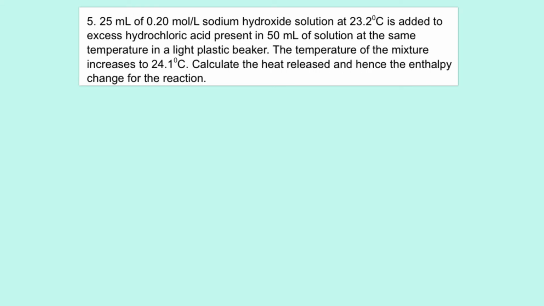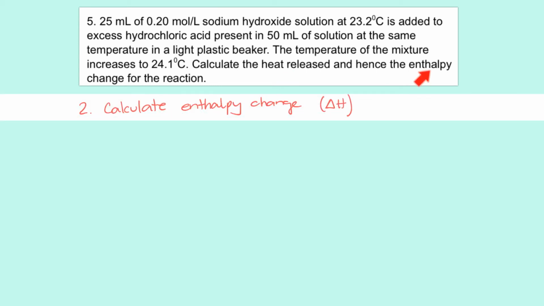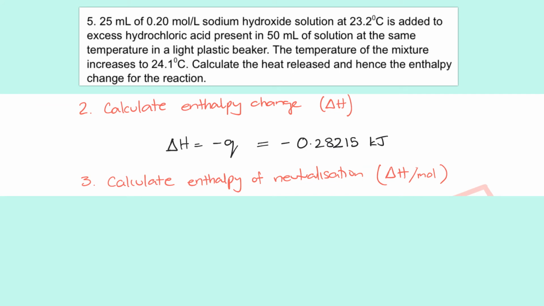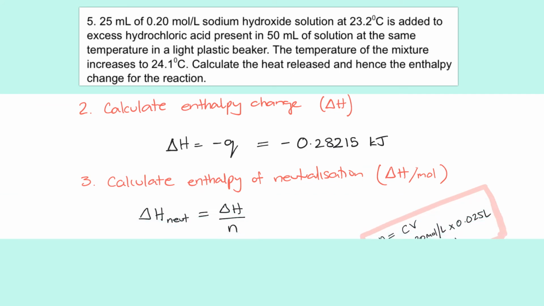So we've calculated the heat released into the water, and now we can turn that into the enthalpy change. Enthalpy change is delta H, whereas the heat of reaction is Q. So the delta H is just minus Q. Delta H has got a minus value because it has increased the temperature of the water. Increasing the temperature of the water means it's an exothermic reaction, and delta H should have a minus value. So we can now calculate the enthalpy of neutralisation using this equation.